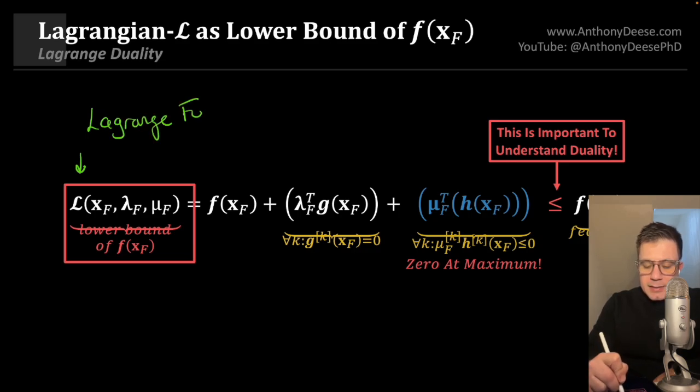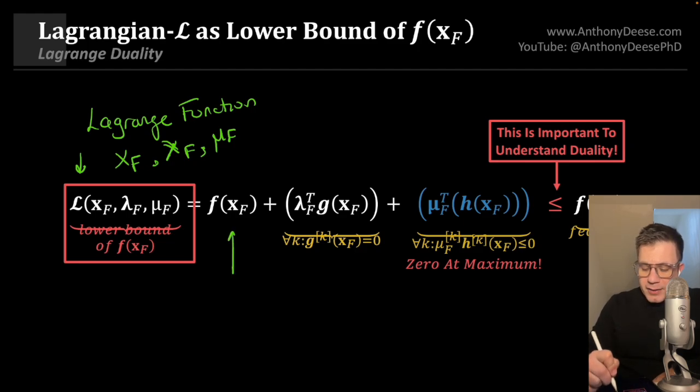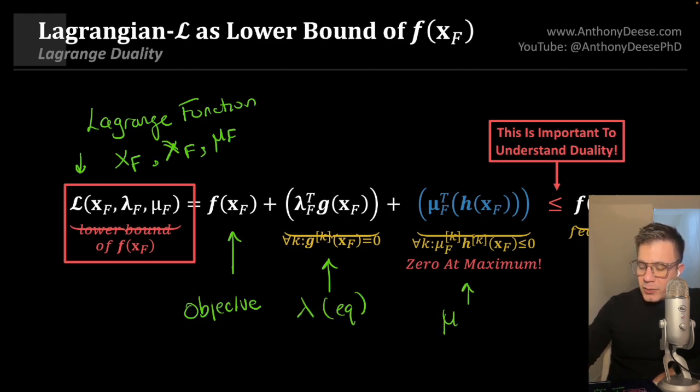And it is defined in terms of, or it's fed, feasible values, x sub f, lambda sub f, and mu sub f. Okay, and what we have is our objective function. We have the product of lambda and the equality constraints, and we have the product of mu and the inequality constraints. Now, what is the value of this right here for any feasible solution?